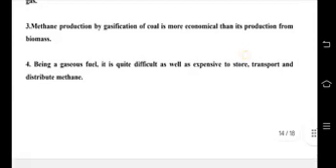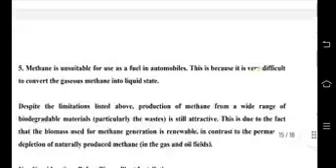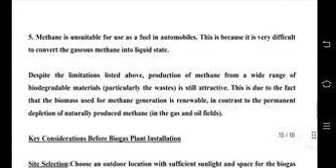Methane production by gasification of coal is more economical than its production from biomass. Being a gaseous fuel, it is very difficult as well as expensive to store, transport, and distribute methane. So, these are some bad things or negatives of methane. It's not like we are only considering the positive aspects. For a balanced approach, we are always considering the negative points too.